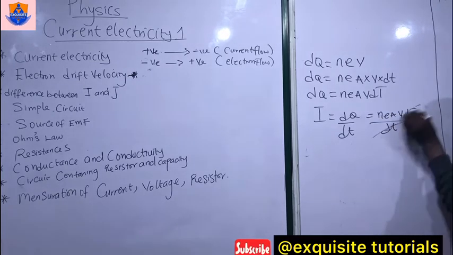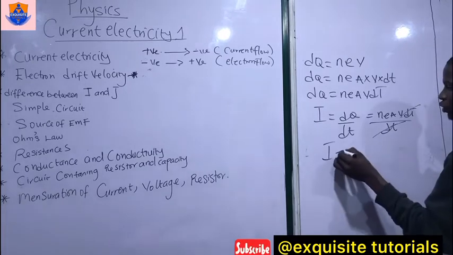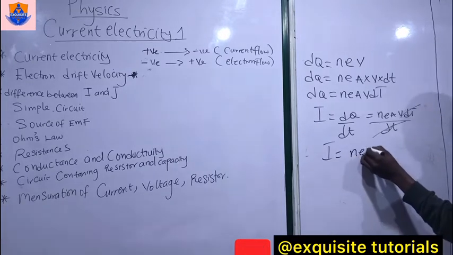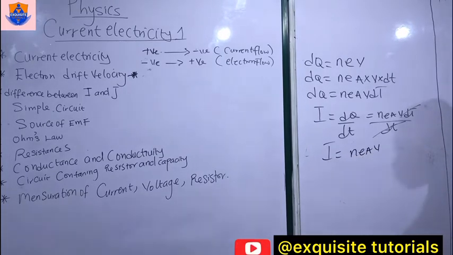This is the formula for calculating current flowing through a conductor, equal to NeAV dt all over dt. So the dt cancels out. The formula for calculating current is therefore I = NeAV.